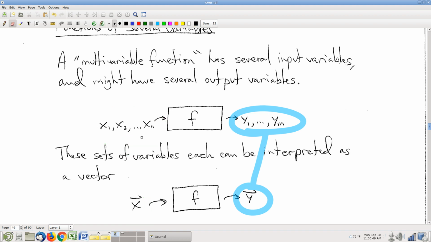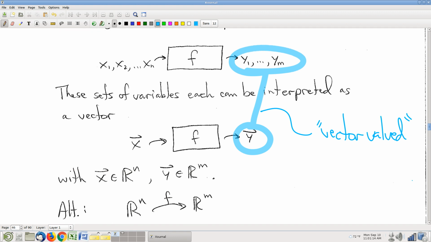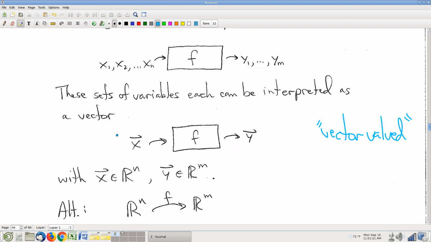Common terminology, by the way: when you have a vector being the thing that comes out, a function like this is routinely referred to as a vector-valued function. You're going to hear me say that term all the time. Vector-valued function. Okay. A little bit of notation. When you have a situation like this, this notation is pretty common.